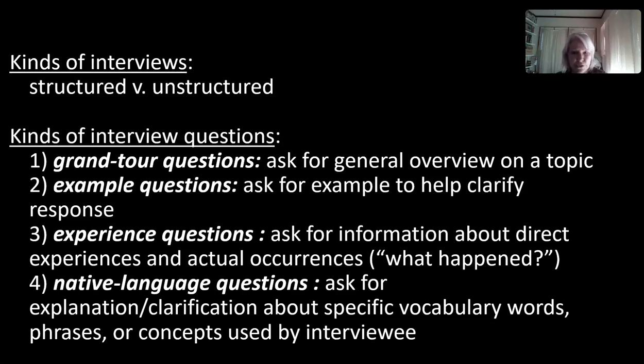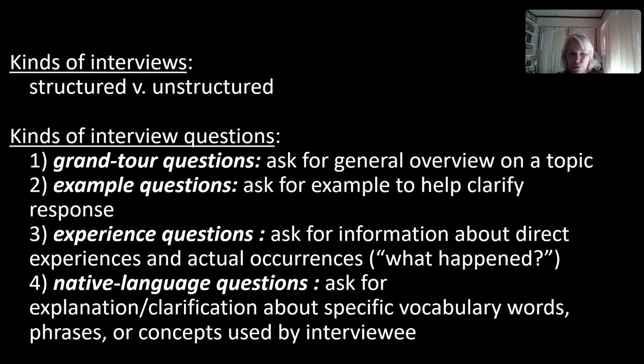So I'm not saying you have to have one grand tour question. You have to have one example question. It's not like that. But think about the different sorts of questions you can ask and try to choose which kind of question might be best suited to what you're trying to find out, okay? So here are 4 examples of kinds of interview questions.